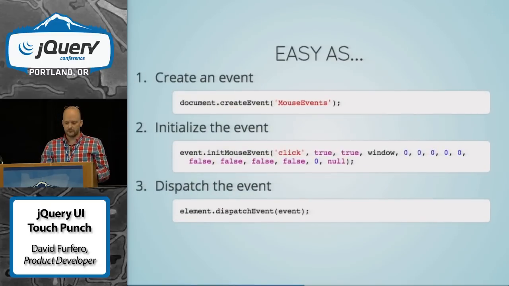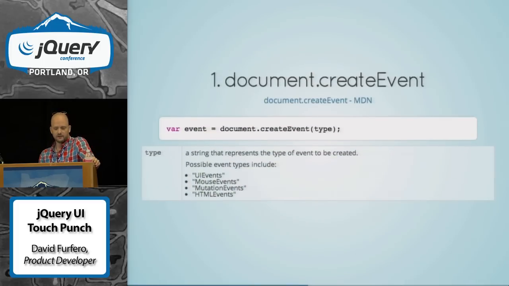So for a quick tech breakout here, this is how you do it. Document create event, event init mouse event, element dispatch event. Pretty easy. 1, 2, 3. Creating an event returns the event of a specific type. There are a few types, UI events, mouse events, mutation events, dot, dot, dot. In our case, we're worried about mouse events.